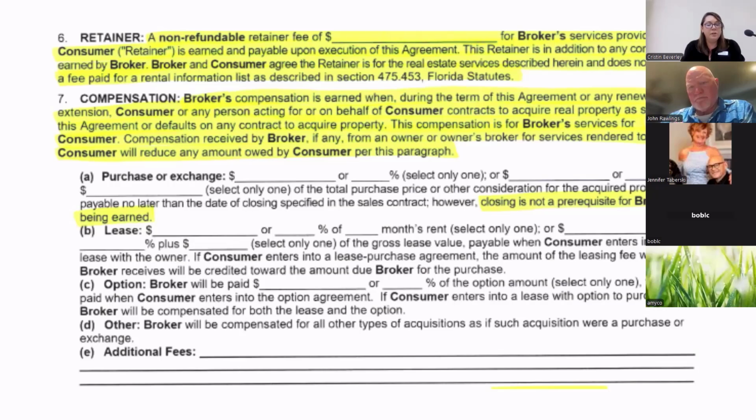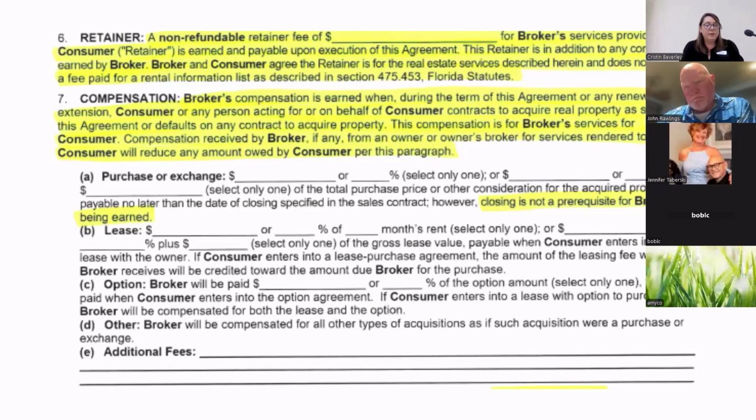Okay. Goes on to say, of the total purchase price or other consideration for the acquired property, payable no later than the date of closing specified in the sales contract. However, closing is not a prerequisite for the broker's fees being earned. Again, they say it multiple times in this agreement that you're going to have with your customer. If the buyer defaults, you're still entitled to your compensation.